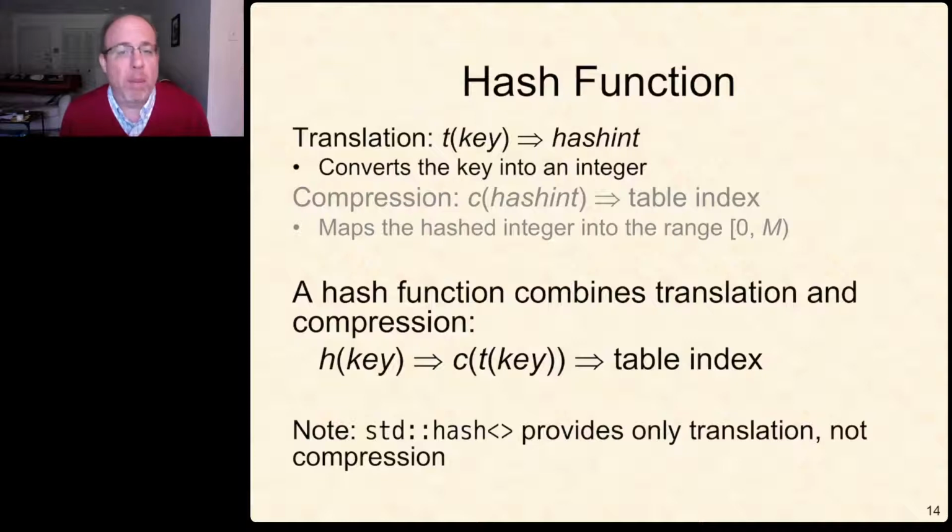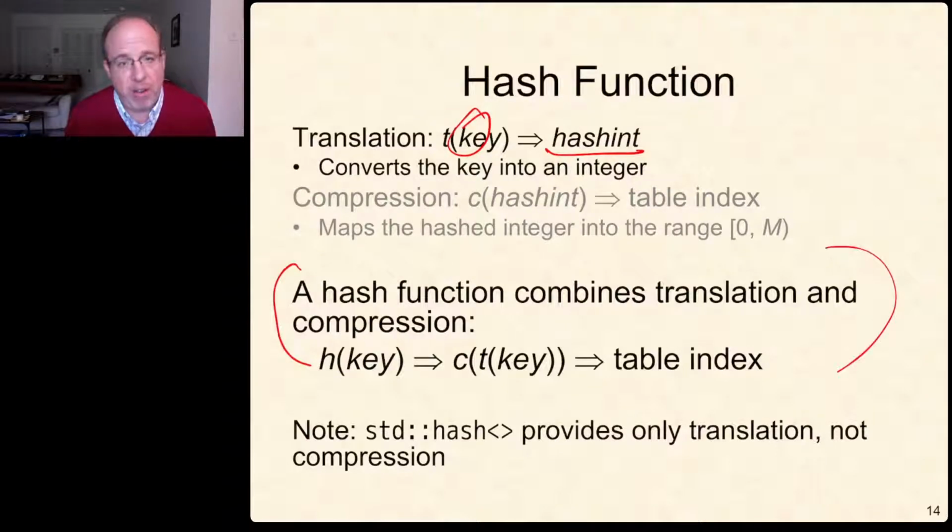Okay, we'll start by talking about translation, so this first part. Given an arbitrary key, how do we produce an integer? So convert the key to an integer. And again, what we're eventually getting to is a hash function, which is going to combine that translation plus compression, and we'll see how that works in a sec. But for now, we're talking only about the translation step.